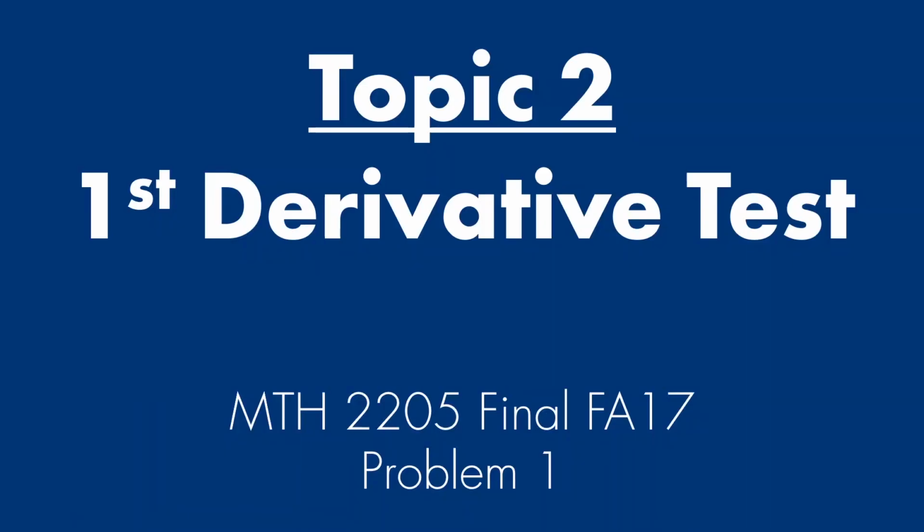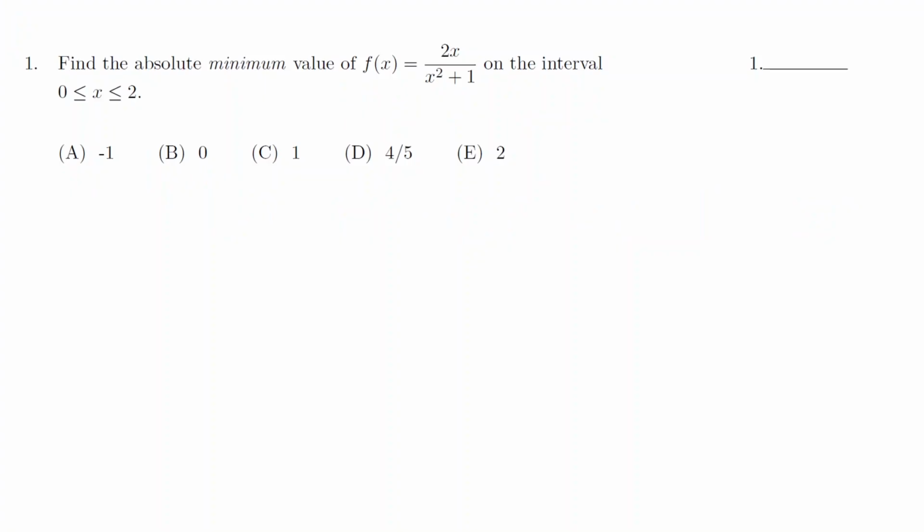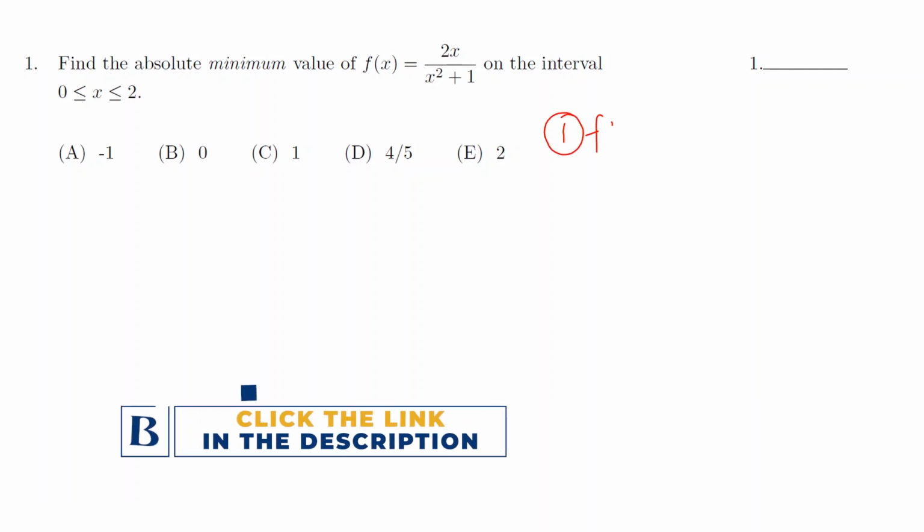The next topic is the first derivative test. We're going to take problem number 1 from the final test FA17. So here we are dealing with the absolute minimum for f of x equal to x over x squared plus 1. For the absolute minimum, there are a couple of steps. The first step is to find the first derivative, f prime of x.